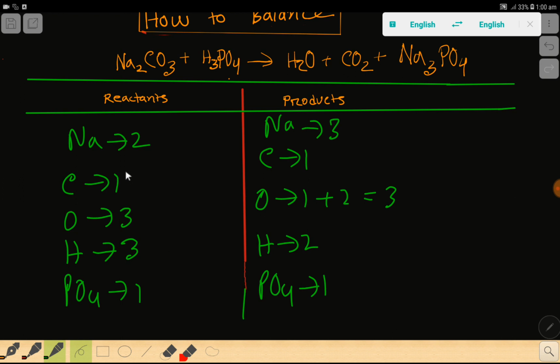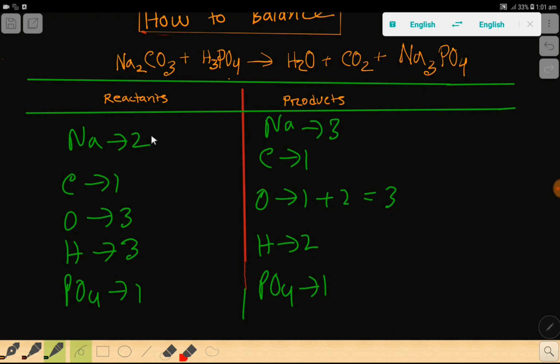To balance this reaction means we have to balance the number of sodium, carbon, oxygen, hydrogen and phosphate on both sides of this reaction. So sodium here is 2, but here 3. Look, this oxygen has come from more than 2 compounds, water and carbon dioxide. So we'll balance oxygen at last. Let me first balance sodium. Here 2, but here 3.